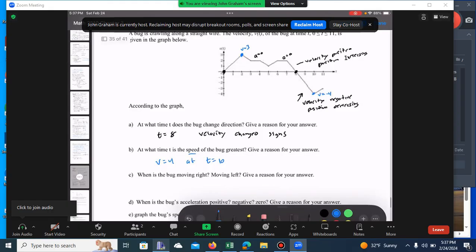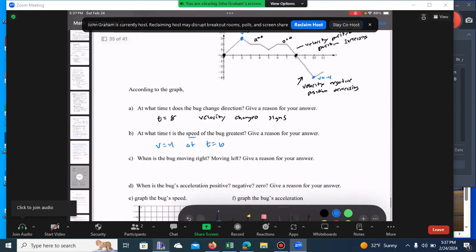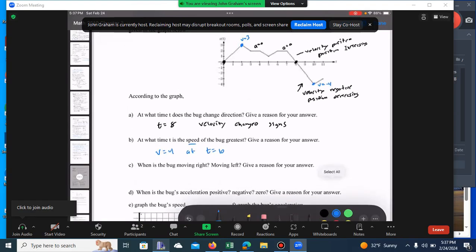When is the bug moving to the right? When is it moving to the left? Right being increasing position, positive velocity. So right is between 0 and 8, left is between 8 and 11.